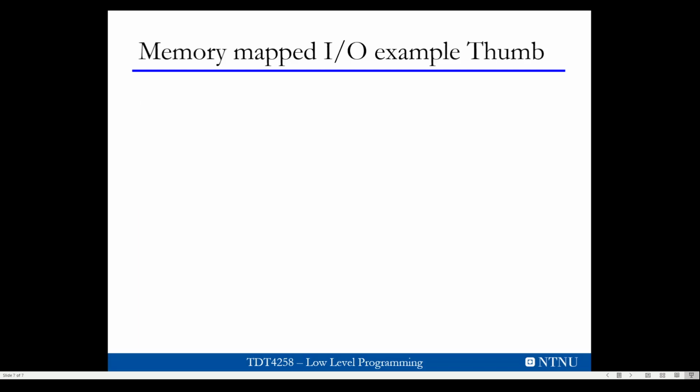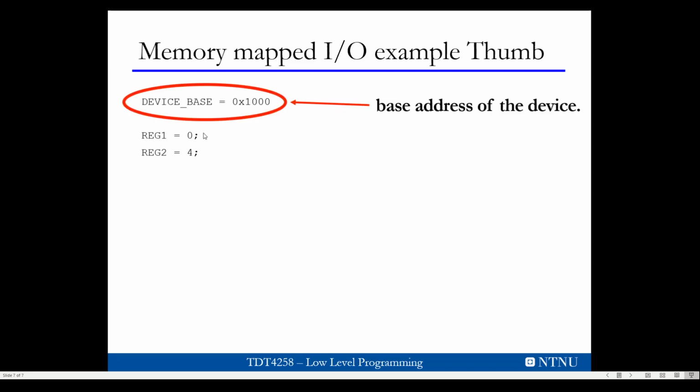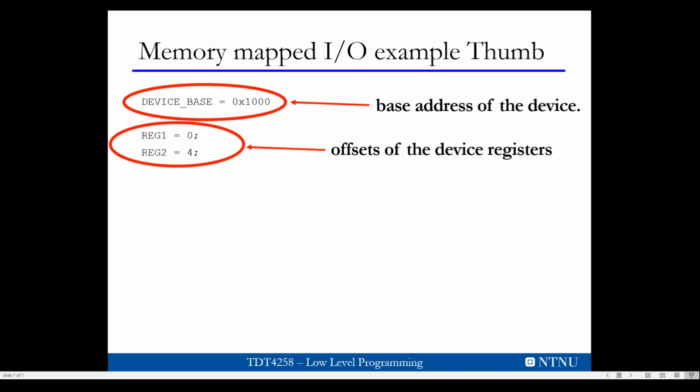Now let's take an example of memory mapped I/O and see how it can be used to communicate with a device. Let's say the base address of the device is 1000. We saw there are two registers, data register and control register. In fact, there can be many more. In this case, we have two registers. The first one is located at a distance of 0 from the base, and the second one at a distance of 4. So this is the base address of the device, and these are the offsets of the registers from the base address.